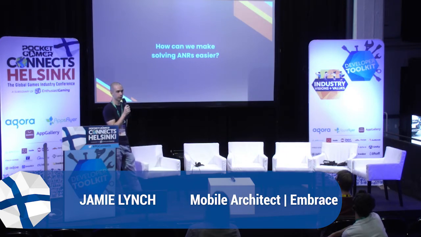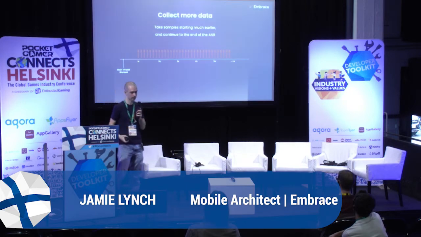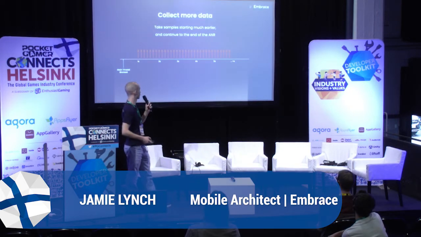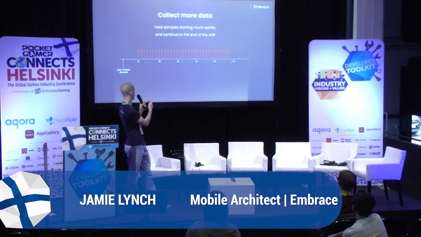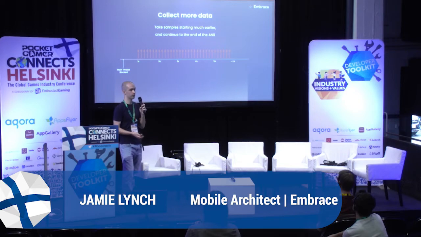So we can go over briefly now how we can actually get better data to solve ANRs. The first thing we can try is just collecting more data. With Google and the Android OS, you effectively just get the last sample here. One of the approaches we've taken at Embrace is to start tracking samples much earlier when the main thread is blocked, so that you're able to get a better picture of what's happening over the whole duration of the ANR.